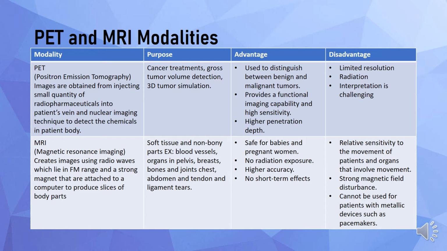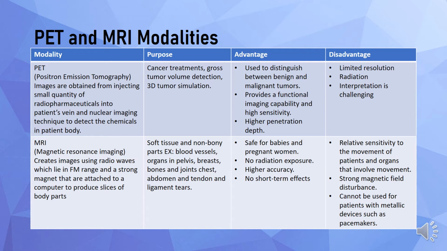volume detection. The advantage of PET is that it is used to distinguish between benign and malignant tumors, provides a functional imaging capability and high sensitivity, and it has a higher penetration depth. Yeah? The disadvantage is that it has limited resolution, it uses radiation, and the interpretation is challenging.